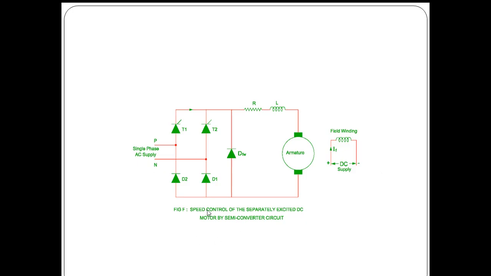Okay, actually this is a speed control of separately excited DC motor circuit by using a semi converter circuit. See, in the circuit we are having two thyristors and two diodes. These are connected along with the thyristors. That's why it is called a semi converter. So this will convert the AC supply into DC supply.